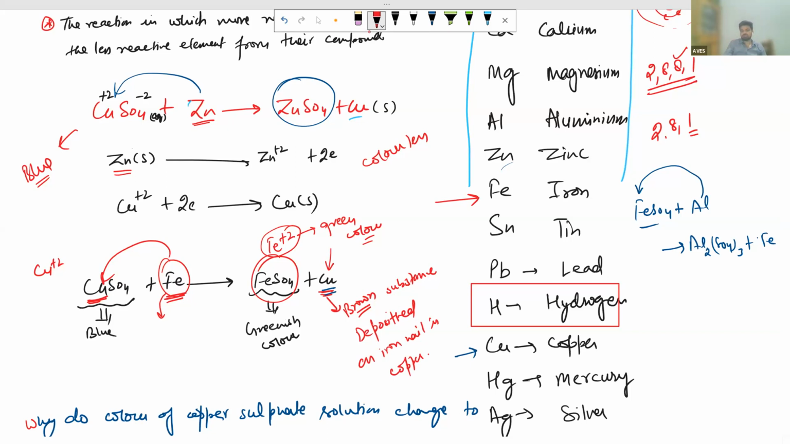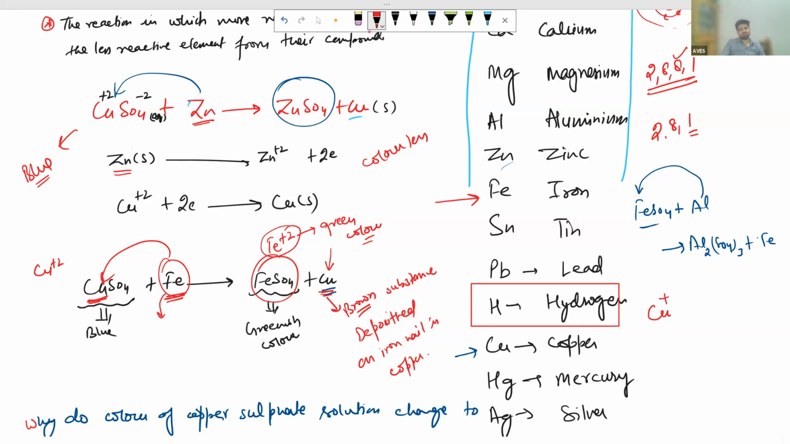Can you tell me why the color of the copper sulfate solution is blue? Why is it not brown? Because you know copper solid is brown in color. You have seen the utensils of copper which are brown in color. So why is it blue? Any idea? I think when copper reacts with iron, the color changes.